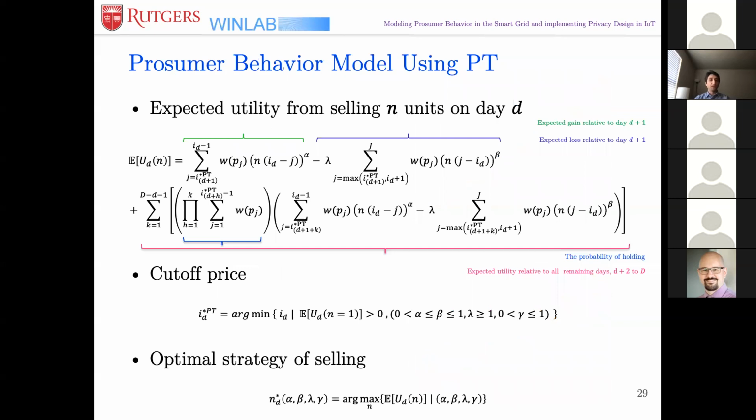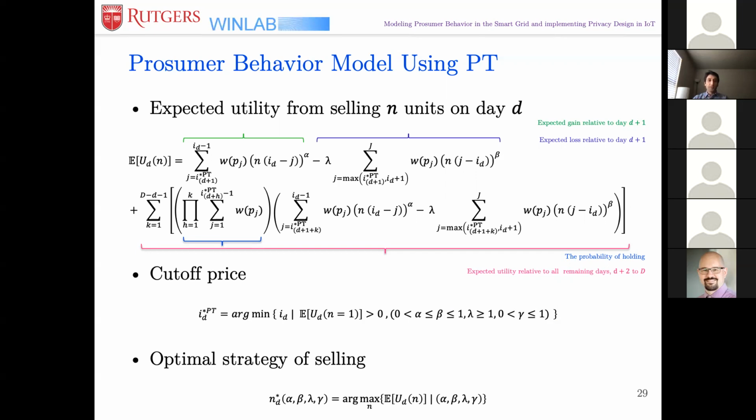In our PT model, the expected gain from selling n units at price p_D is determined by considering both probability weighting and framing effects. If n units were sold on day D, then the probability that they would be sold at a lower price on a subsequent day over all possible lower prices is multiplied with the corresponding gain in prices and then framed by variable alpha and weighted by the variable gamma.